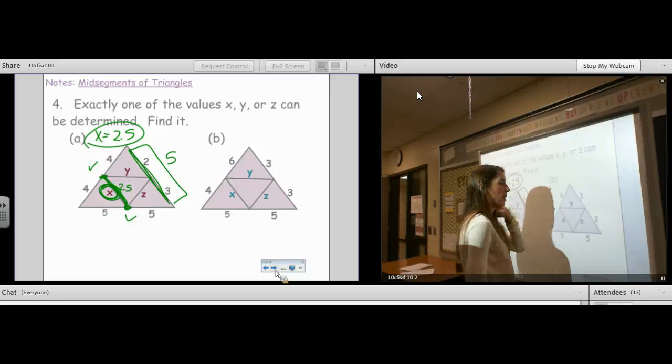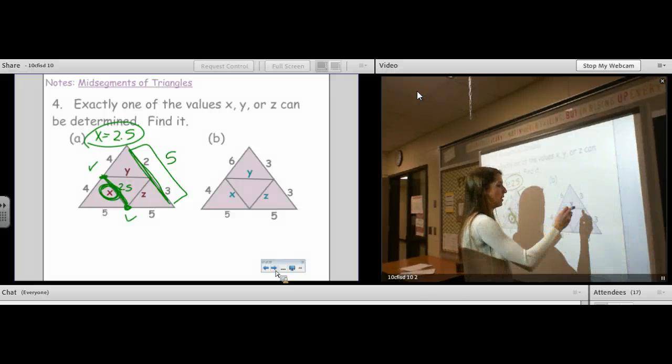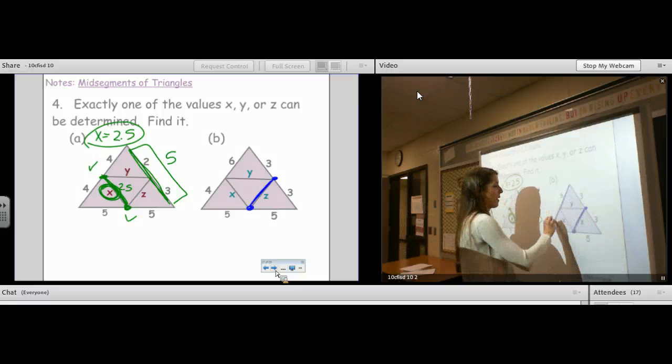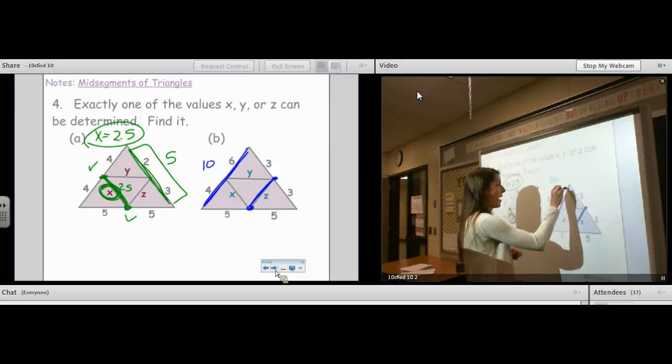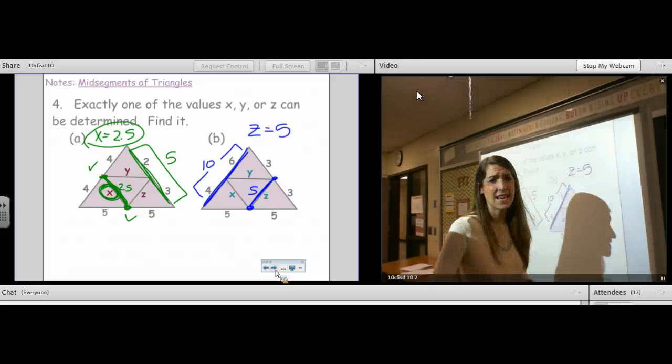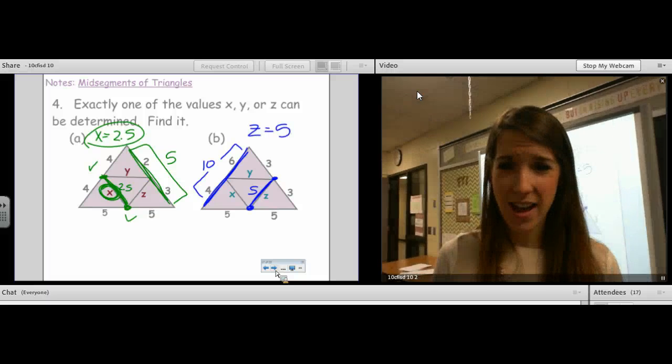All right, last one. Which one is the true midsegment? Find the midpoint. Connect the dots. Parallel. Sorry, I'm going so fast. This is 10. 10 divided by 2. So the answer would be Z equals 5. I hope that's okay.